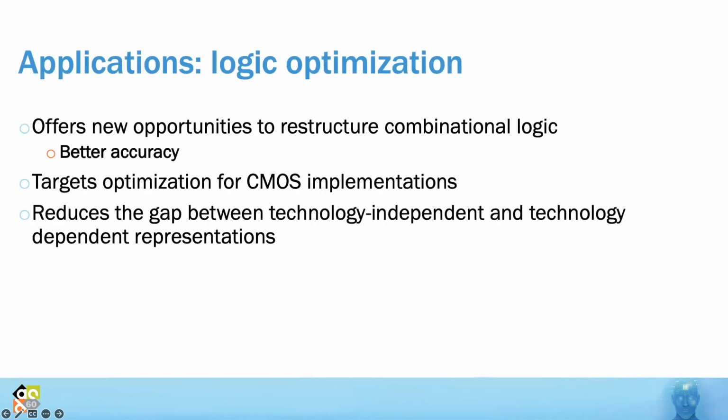Finally, I would like to discuss some applications of this method. Also in the previous slide, we noticed how we can use these methods to improve the classic optimization for CMOS technology. This new cost function offers new opportunities to restructure combinational logic, providing better accuracy because it's closer to the CMOS implementation. And this helps to reduce the gap between technology-independent logic synthesis and technology-dependent logic synthesis.